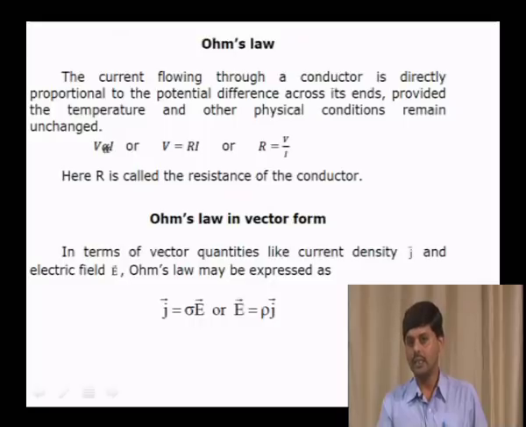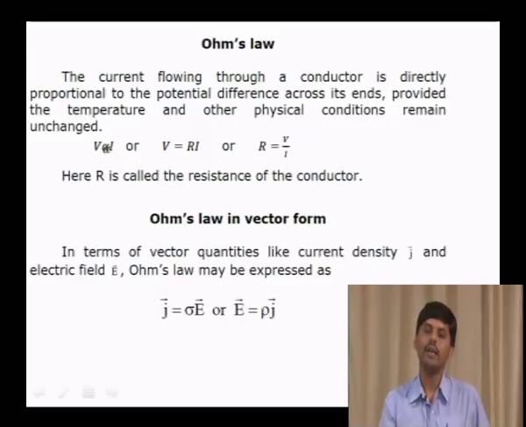Ohm's law. According to Ohm's law, the current flowing through a conductor is directly proportional to the potential difference across the conductor, provided temperature and other physical conditions remain constant, that is, V is proportional to I, or we can write V is equal to IR, or R is equal to V by I. The proportionality constant in the equation is referred to as the resistance of the conductor.